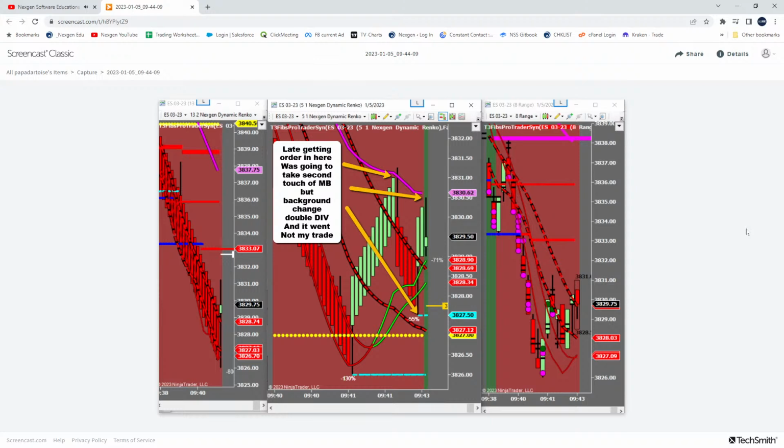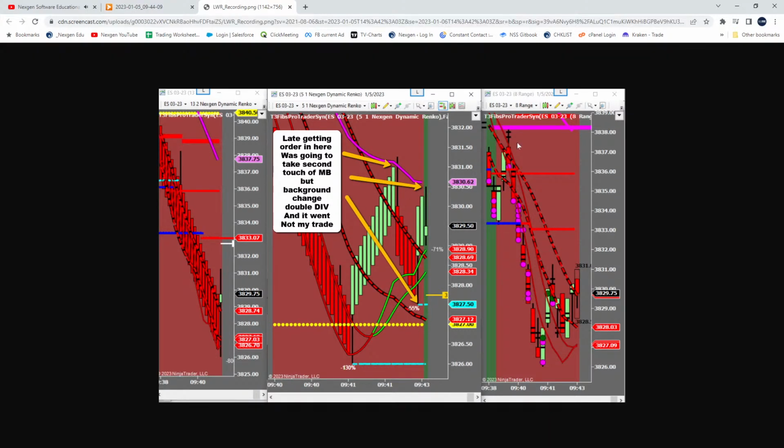All right, Ed, late getting order in here, was going to take second touch of midband. But double divergence and they went. Did they go short? Ed, so I see this one that you posted. Did they end up going down anyway, even with a double divergence? Is that what it was that you were in reference to?